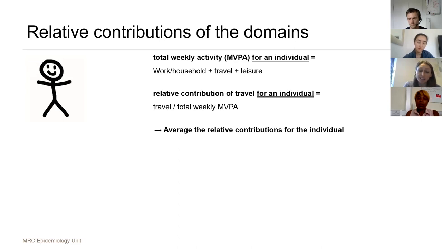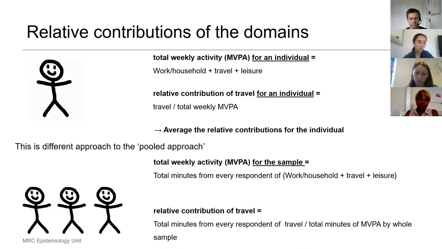And that's quite an important thing, because the alternative method, which has been done in the literature before, is that you get your India data set and you just add everybody's minutes all together and you say the whole data set undertook this many minutes of activity. It could be 60,000 minutes of activity or whatever. And let's say 20,000 of them came from travel. Then you'd have a third of the activity coming from travel as a pooled sample.